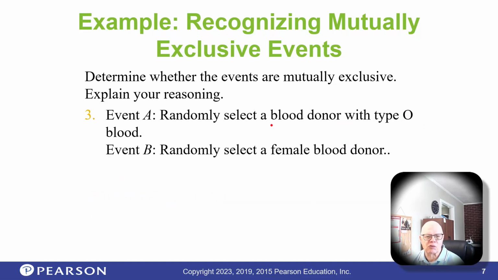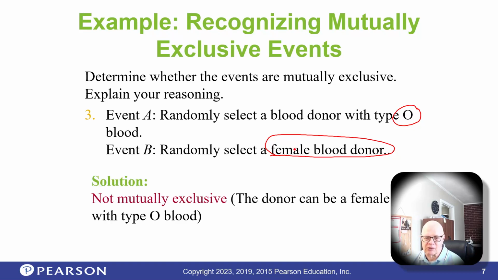And the third one, how about this one? This would be good for nurses as well. You randomly select a blood donor, and event A says that person has type O. Event B, you select a female blood donor. Are those mutually exclusive, or could you do them at the same time? Could you have an event that covers both of those? You ready? Not mutually exclusive. You might have a female with type O blood, and that would be an event A and an event B.